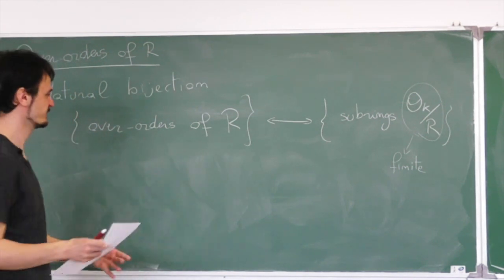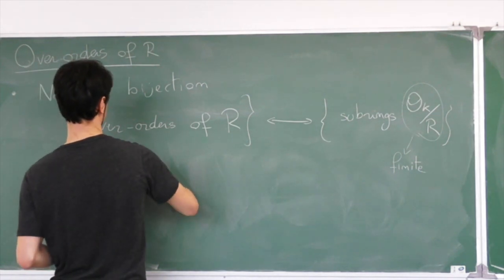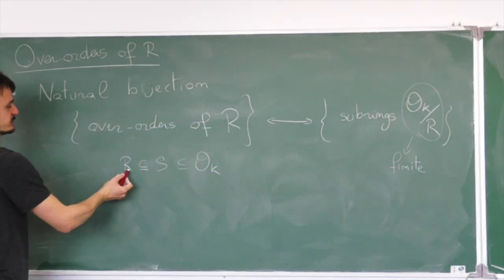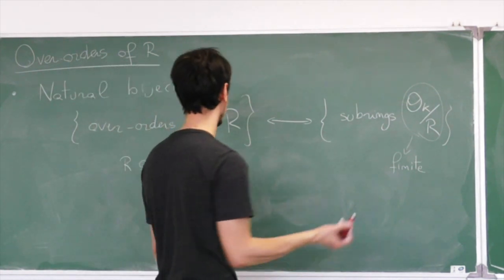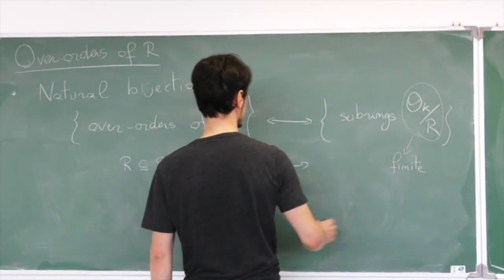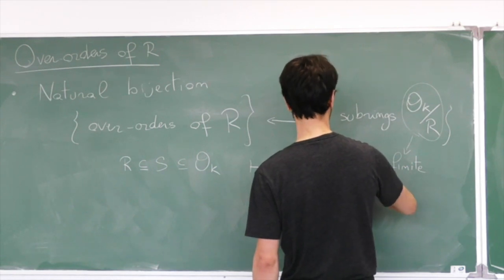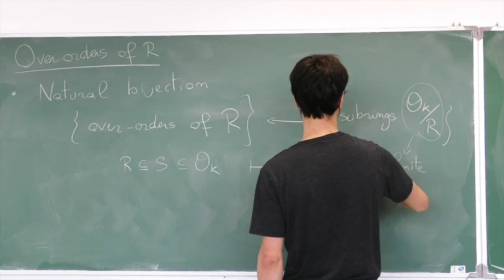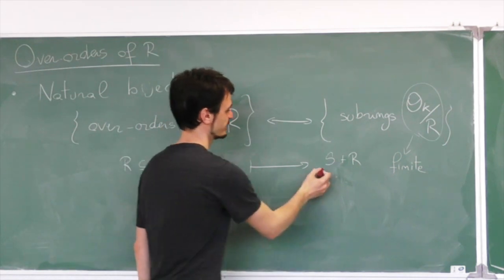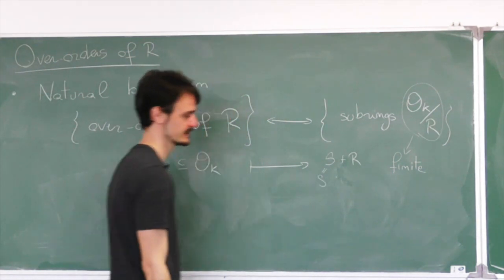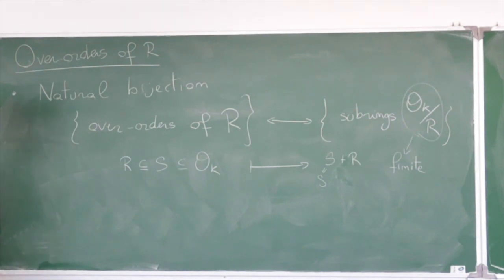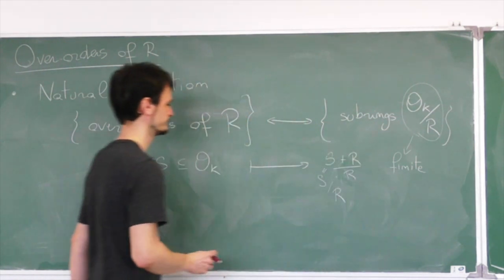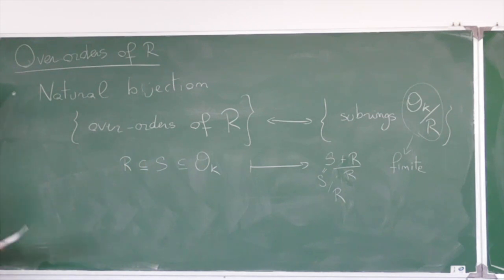If it is not clear to you, just think about what this bijection is. You just take an overorder, let's say S. This is a ring that contains R and it must be contained in the maximal order by definition. And you send this S into its class in the quotient, S plus R. Let me use additive notation. But observe that S plus R is equal to S because R is contained in S. Right. Okay. So this is a finite problem.